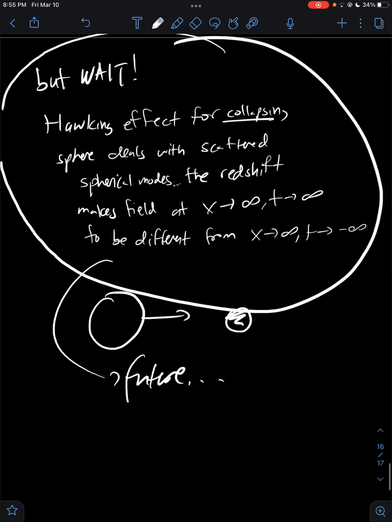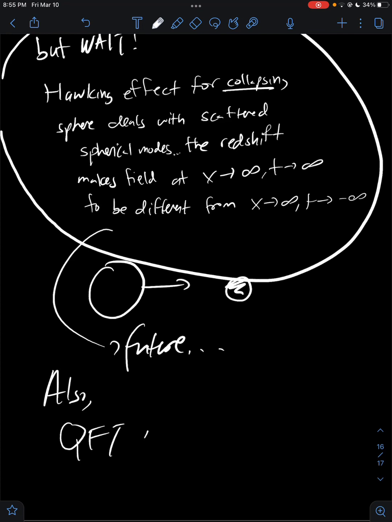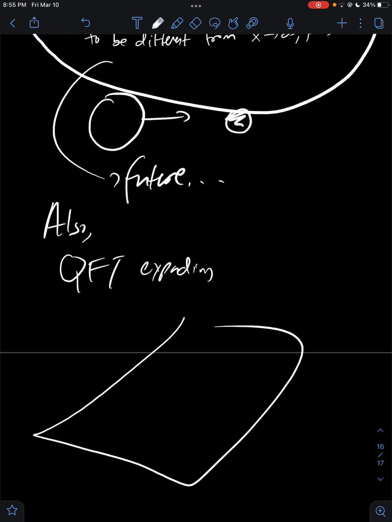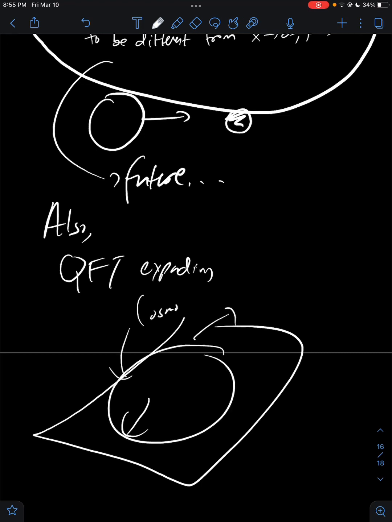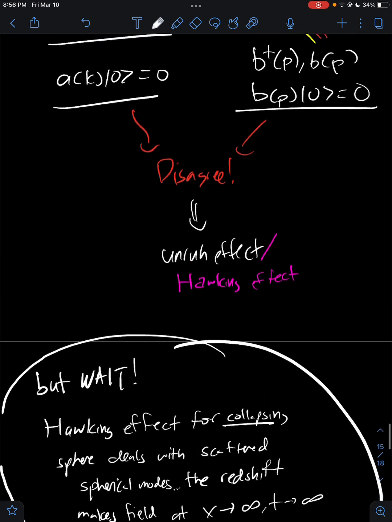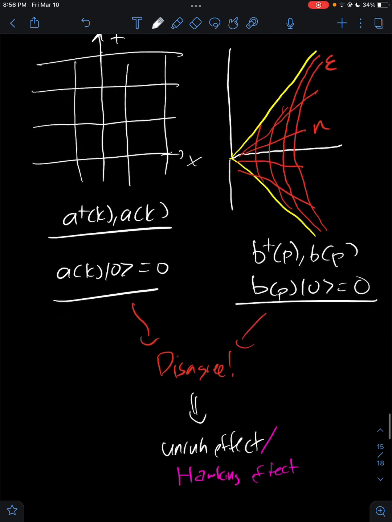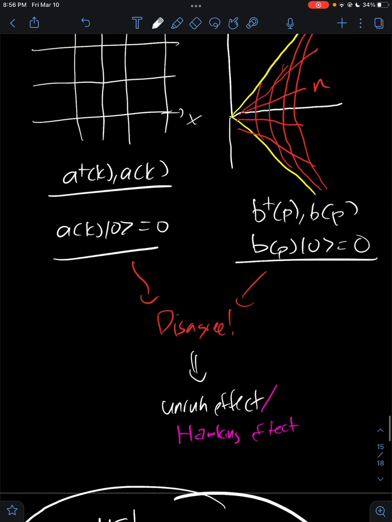Also, we can look at QFT in an expanding spacetime. We know that for an expanding spacetime, there is also a horizon called a cosmological horizon, which also releases its own horizon radiation. We can solve for that too, but that will also be in a future video. But the basic idea here is that in curved spacetime, different observers tend to disagree on the number of particles. These disagreements make up a lot of effects.